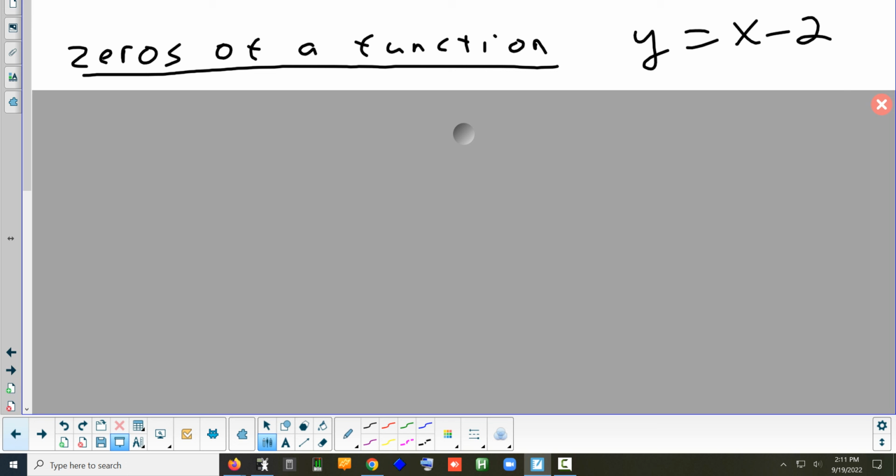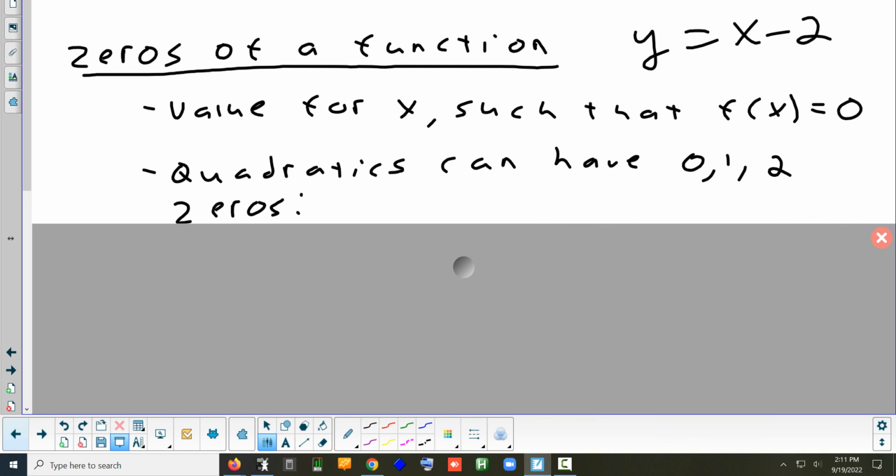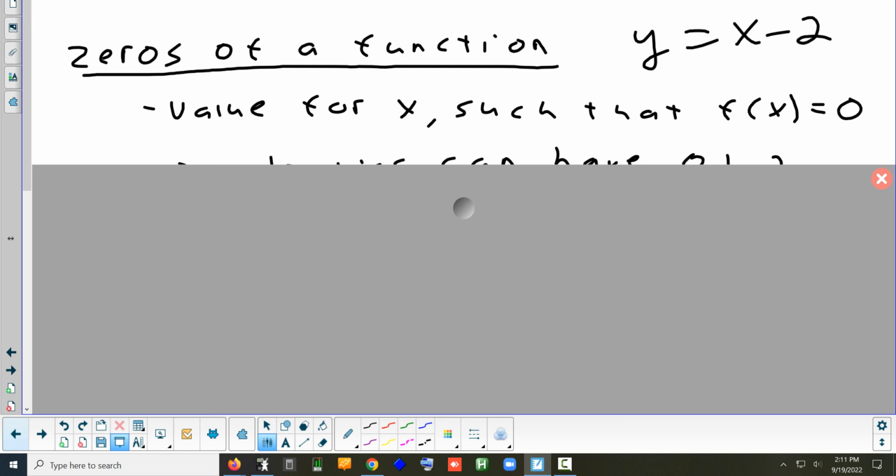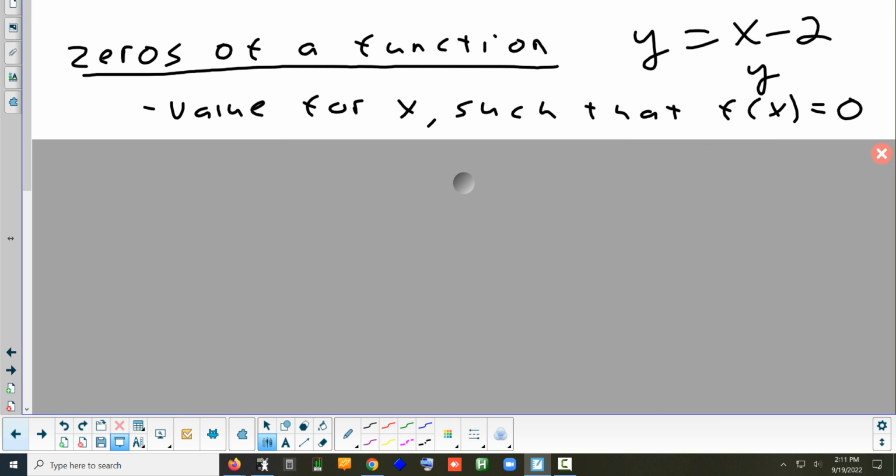Is there any other number you could fill in for x besides 2 and get an answer of 0? What do you think, Jen? No. Some you can. That one you can't. There is only one number you can fill in and get 0. That's the number 2. So it's a value that you fill in for x, and when you do it, the y value, f of x, same thing, the y value comes out to 0.